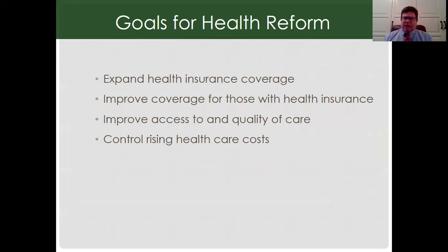So the goals for healthcare reform were to, A, expand health insurance coverage to those people who did not have health insurance coverage in the United States. Also to provide better coverage for those people who did have insurance at that time. And also to improve the access to and the quality of the care for individuals by providing more services.